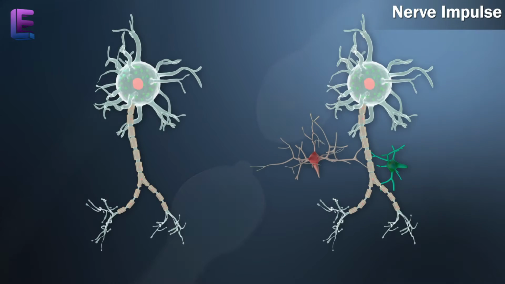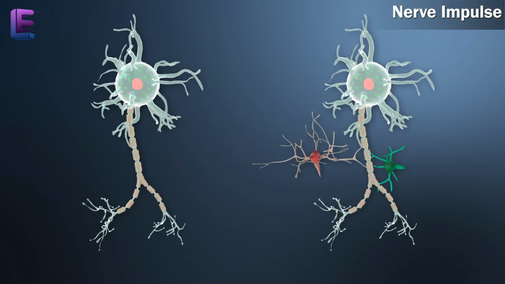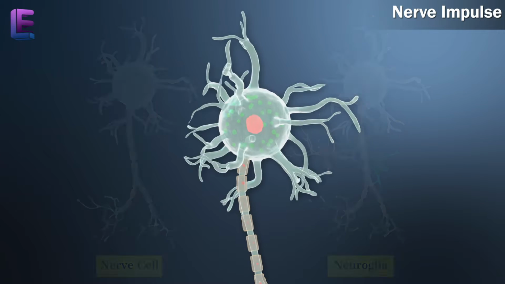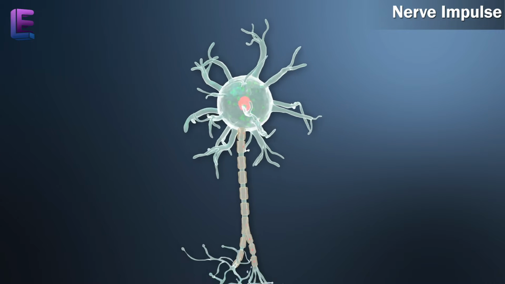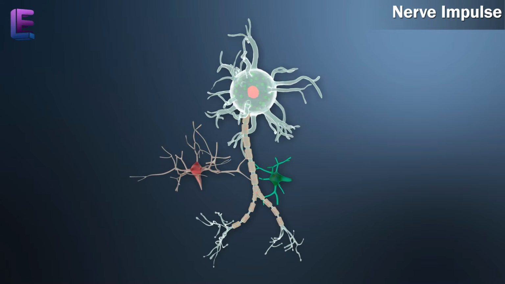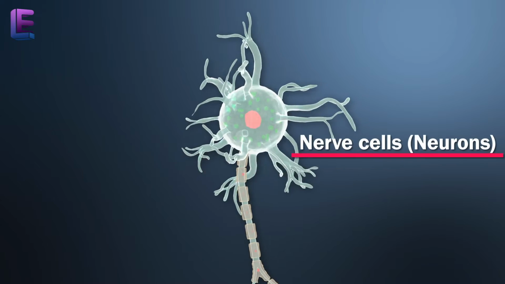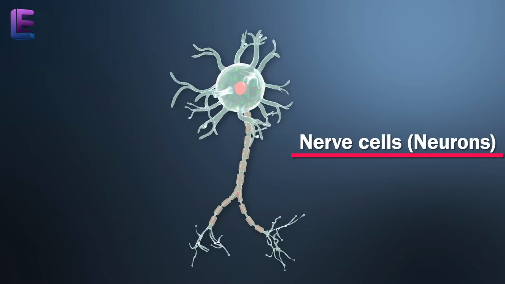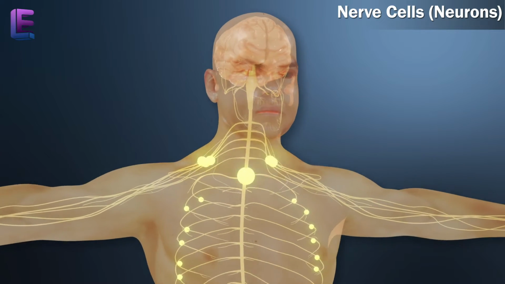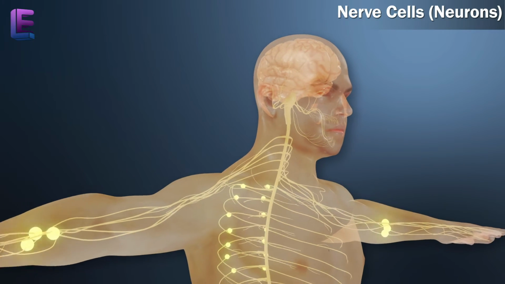There are two types of cells in the nervous system. 1. Nerve cell. 2. Neuroglia. The cells which transmit the impulse are called nerve cells. Those which don't transmit are known as neuroglia. Nerve cells or neurons. These are the functional units of the nervous system. These cells get excited by the impulse and transmit or pass it on.